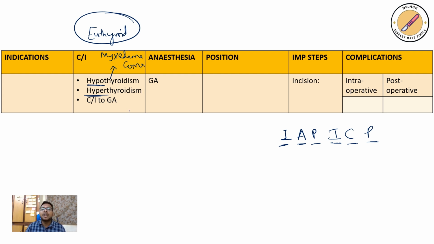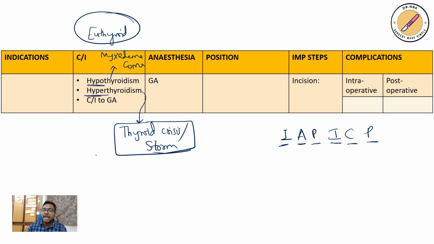And if the patient is in hyperthyroidism, you have not prepared the patient properly, and if you take up the patient for surgery, the patient may land up in something called thyroid crisis, which is also called thyroid storm. We will discuss it in a completely different video. So please understand, the patient must be euthyroid before you take up the patient for surgery.